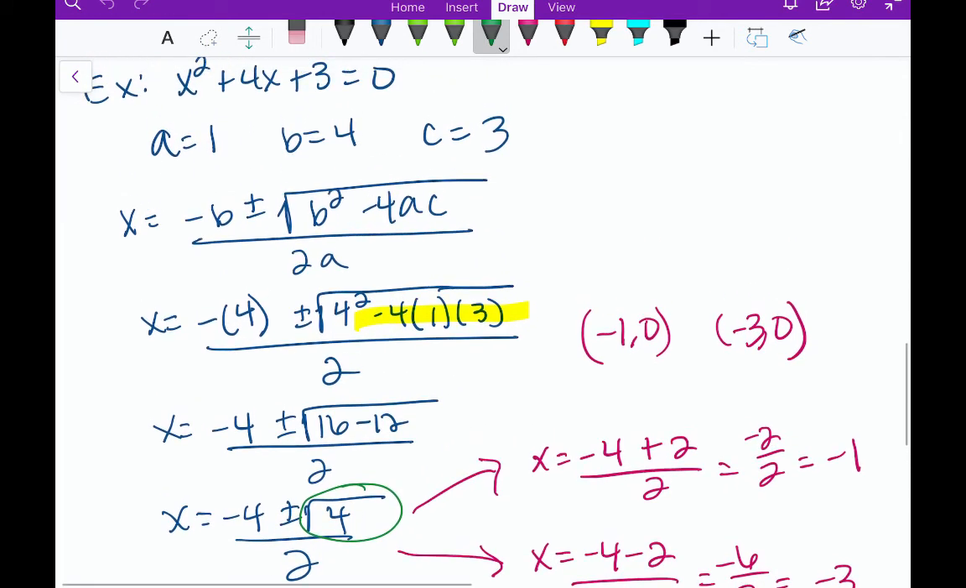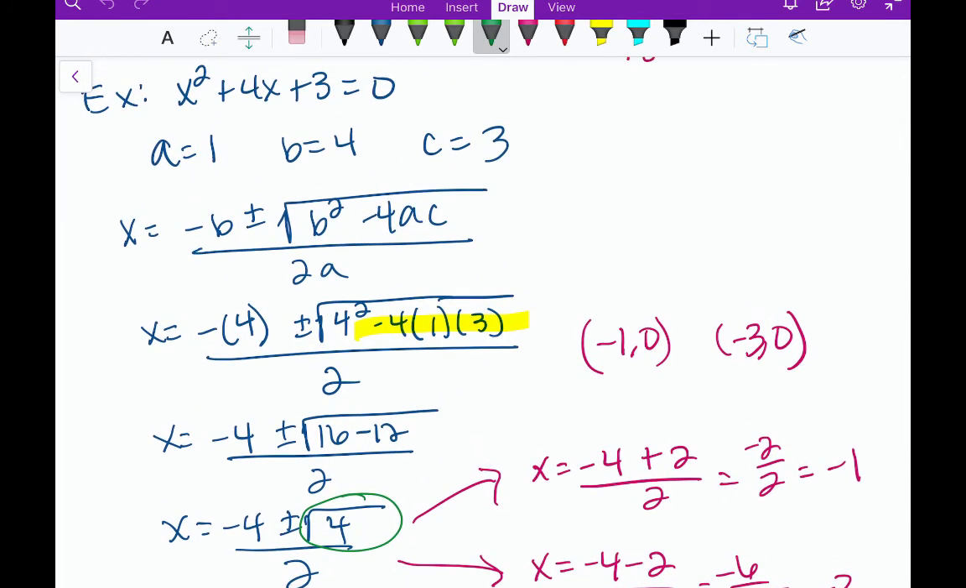So please, when you're working these problems, write out the formula every time. Make sure you're plugging in things correctly and doing things in the right order.